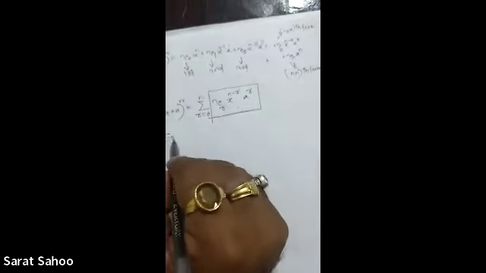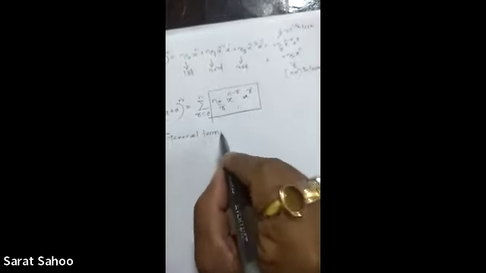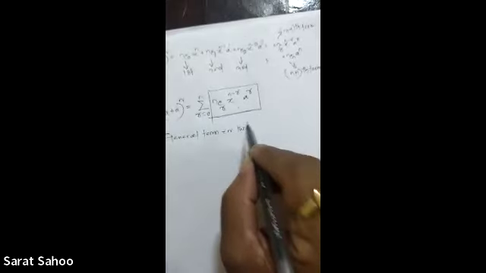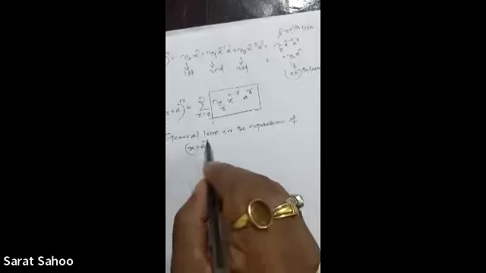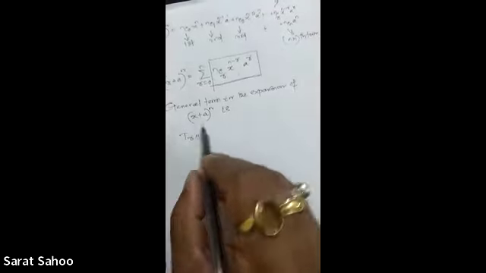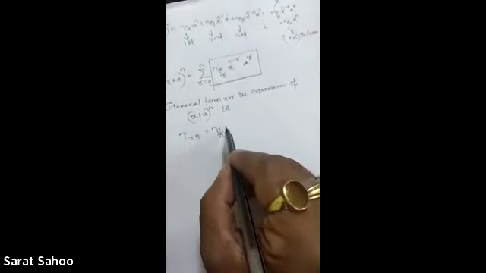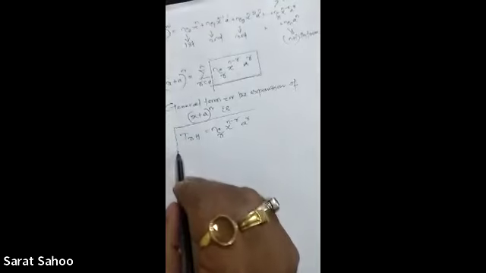So write down the general term in the expansion of (x + a) to the power n is T(r plus 1), that is nCr x raised to the power n minus r a raised to the power r. Okay.